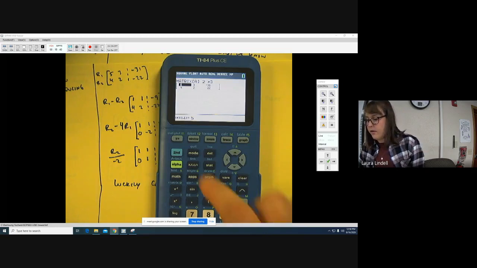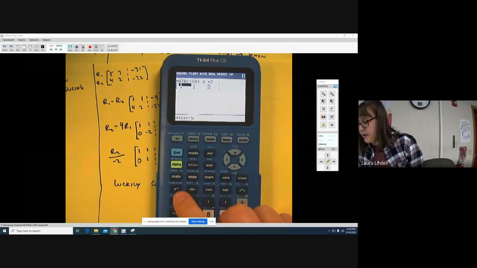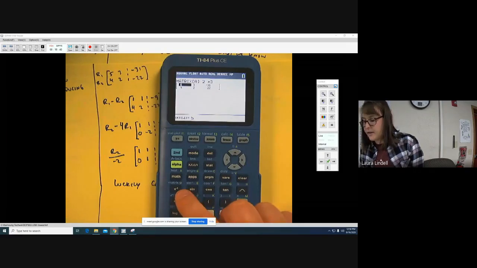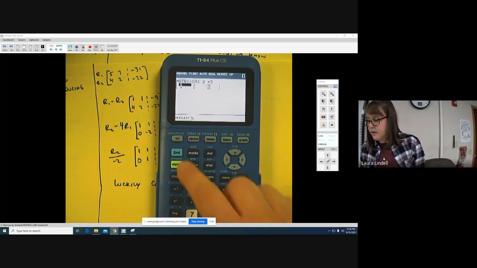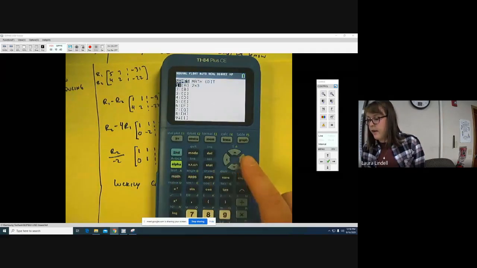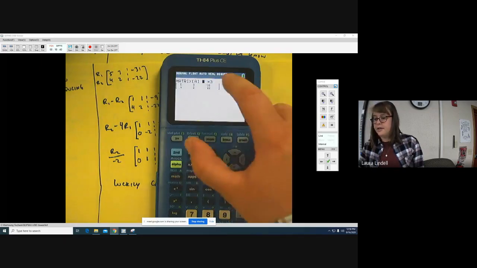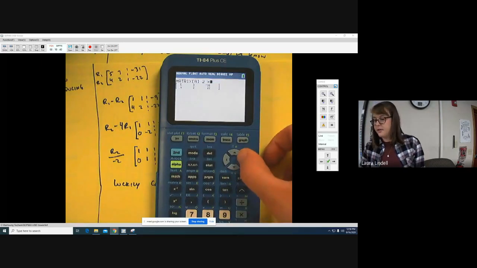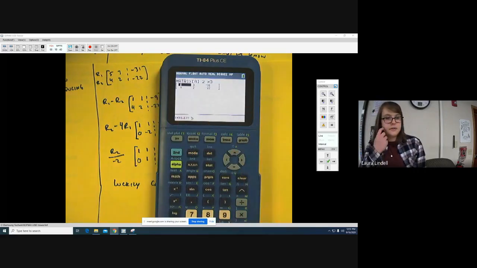Yeah. So the beginning is just hit second, and then matrix. It's a secondary function on the x to the -1. So second matrix. And then hit the over arrow until you get to edit, and hit enter on edit. And then type in your dimensions. We want a 2x3 for this one. And then go down into the matrix and enter your numbers.